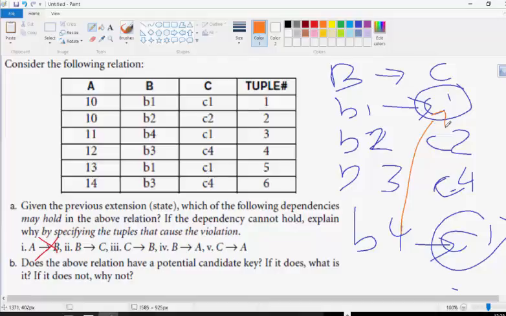So is everyone cool with this? Any questions? This is a very important concept. Okay, so the second one we are saying holds, so green. Cool.